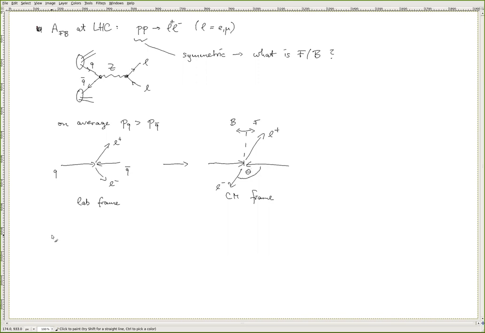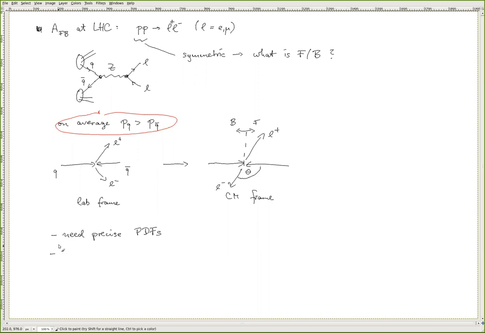Now, there are still some problems one needs to deal with in this case. For instance, this procedure depends very sensitively on knowledge of the parton distribution functions. Because the PDFs tell us something about the statement that I made before here, that the quark momentum typically is larger than the anti-quark momentum. The PDFs give us a momentum distribution of the incoming quarks or anti-quarks. We need to know that very precisely if we want to do a precision measurement of the forward-backward asymmetry.